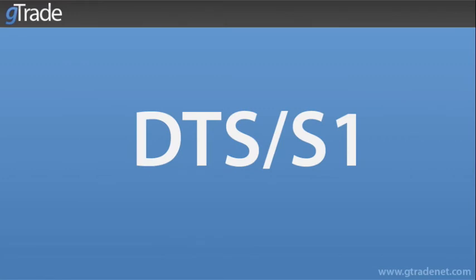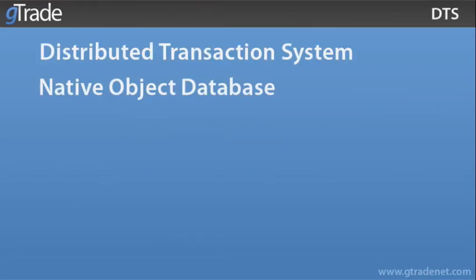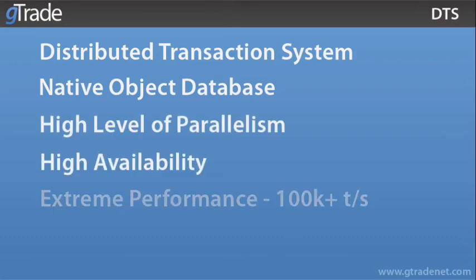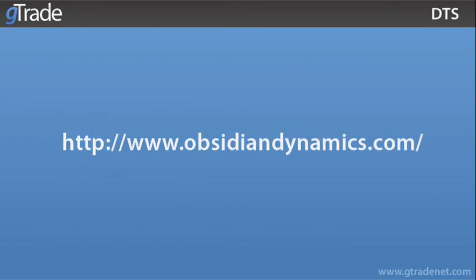At the heart of gTrade is DTS, a distributed transaction system using native Java objects. It has an extreme level of parallelism and high availability. It also has extreme performance with over 100,000 transactions per second. And not only does it do all this, it's also financially systems compliant. You can check out DTS at obsidiandynamics.com.